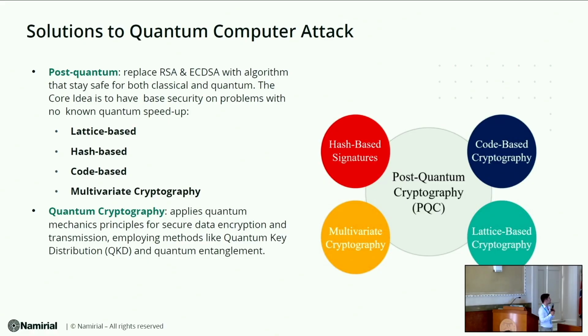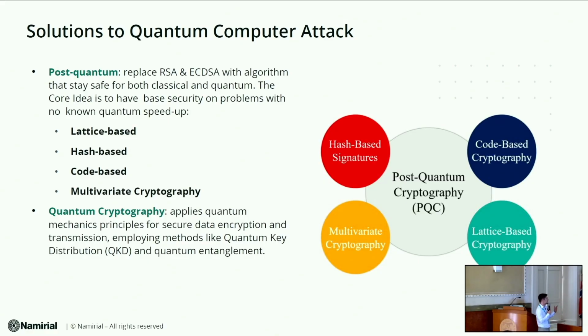The first road is post-quantum cryptography, which is the simplest one out of the two, because it's just a paradigm that will replace RSA or ECDSA with algorithms that are safe from quantum computer attacks. That's because these algorithms are based on mathematical problems that are difficult even for quantum computers, like the lattice-based one, the hash-based one, the code-based one, or multivariate cryptography.